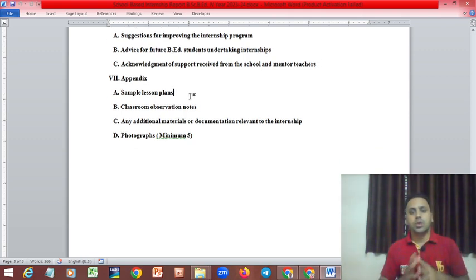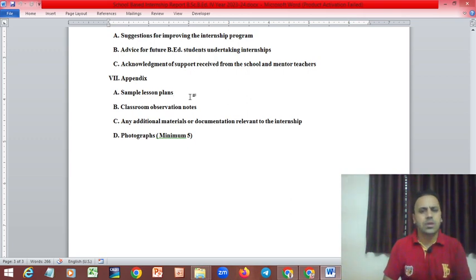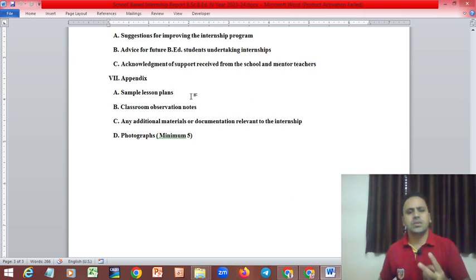Sample lesson plans. You can choose 2 best practice lesson plans from your diary. You have a few diaries, like the criticism lesson diary, final lesson diary, practice based lesson diary. You are preparing 40-50 lessons, so out of them you can choose 2 good lessons. Those you can use here. You can take a photostat or Xerox of that particular lesson, then attach it with this report.